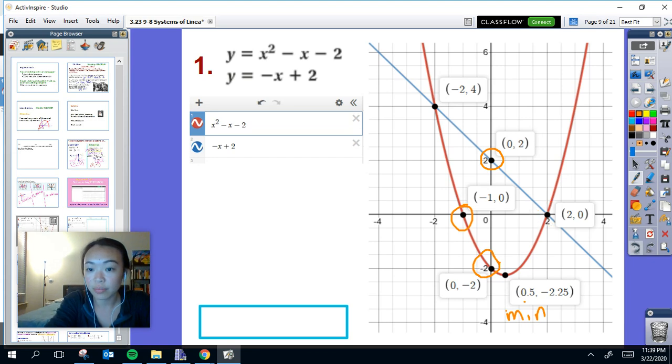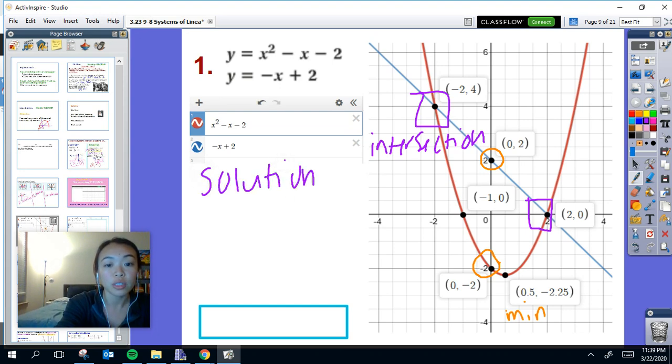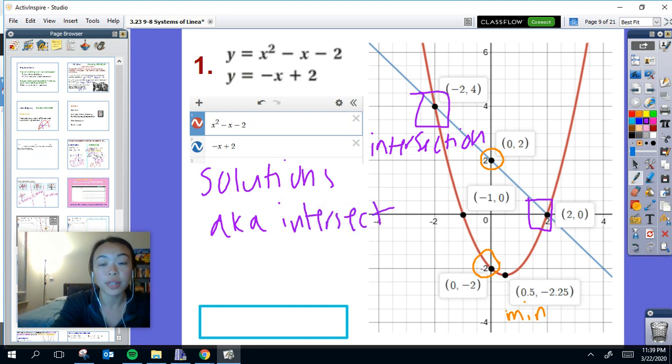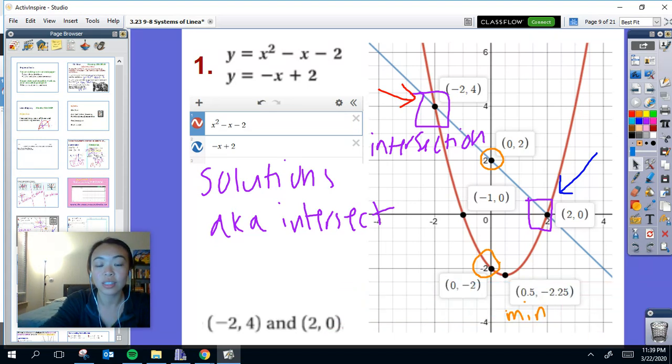And right here, though, is the important information, where they intersect. So go ahead and star these points. These are the intersections. And that is what's going to be the solution to your problems. So the solutions are where they intersect. And those points where they intersect, the first one right here is negative 2, 4. And then the second place where they intersect is going to be your second answer. And that is 2, 0. So that was easy. That's Desmos.